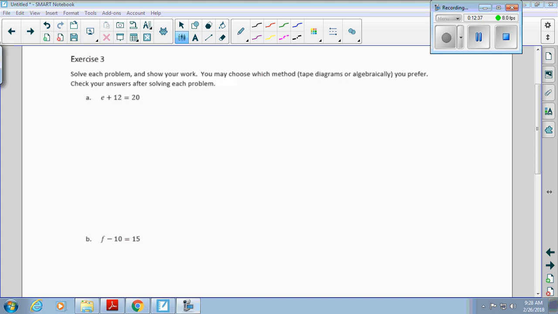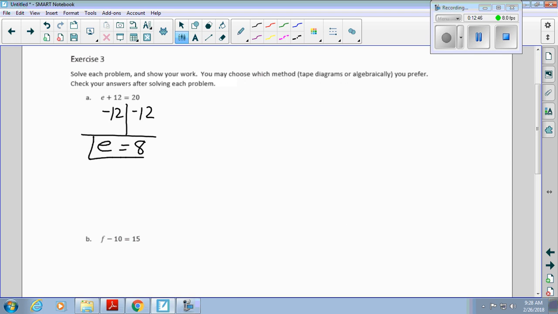All right, so the kids are working on the next set of problems, so I'm going to run through these real quick. So we're going to subtract 12 from each side. You're going to get E equals 8. All right, the check will look like this. E plus 12 equals 20. 8 plus 12 is indeed 20, so that checks out.